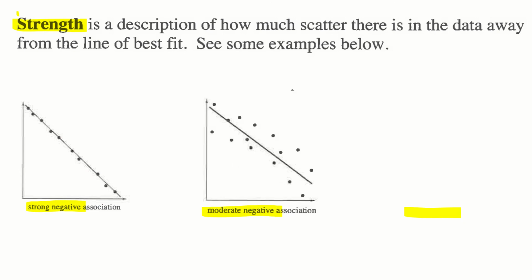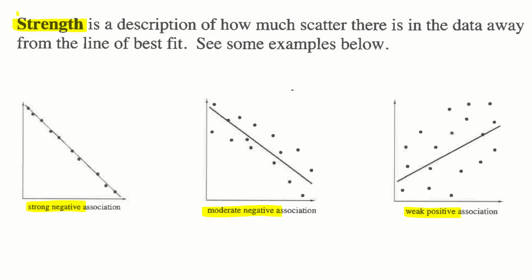This we would call a moderate negative association. You can see there's a lot more scatter, and there's a lot more of what we call residuals, the distances between the line of fit and each individual data point. As there's more scatter away from the line of fit, we say this is a moderate negative association. Finally, this looks like a weak positive association. There's even more scatter away from the line of fit, and instead of an apparent negative relationship, it appears that as x's are increasing, y's tend to increase also. That's why we're using the word positive.